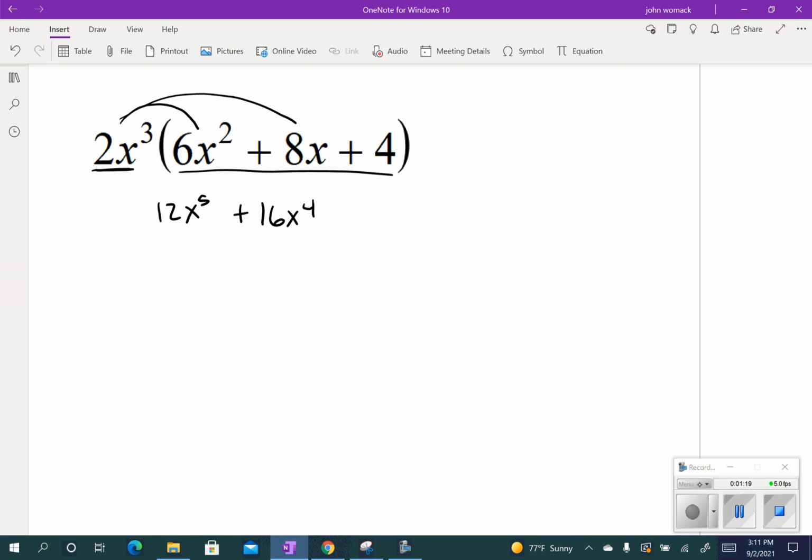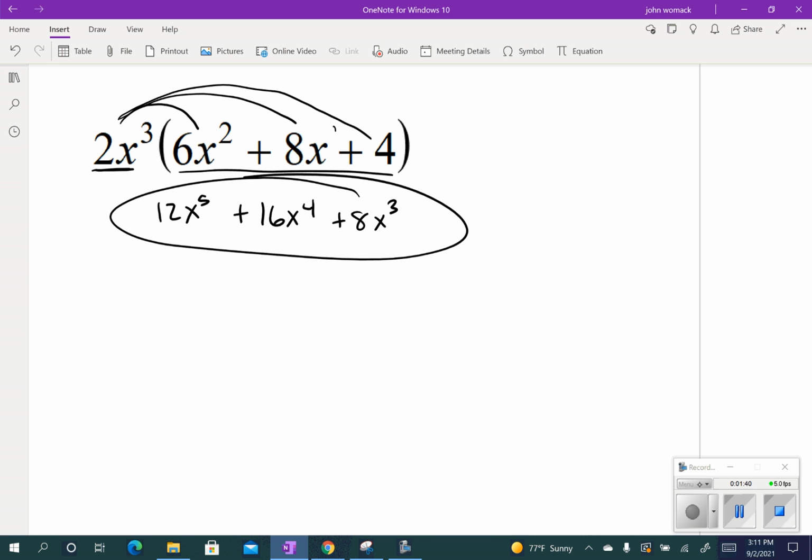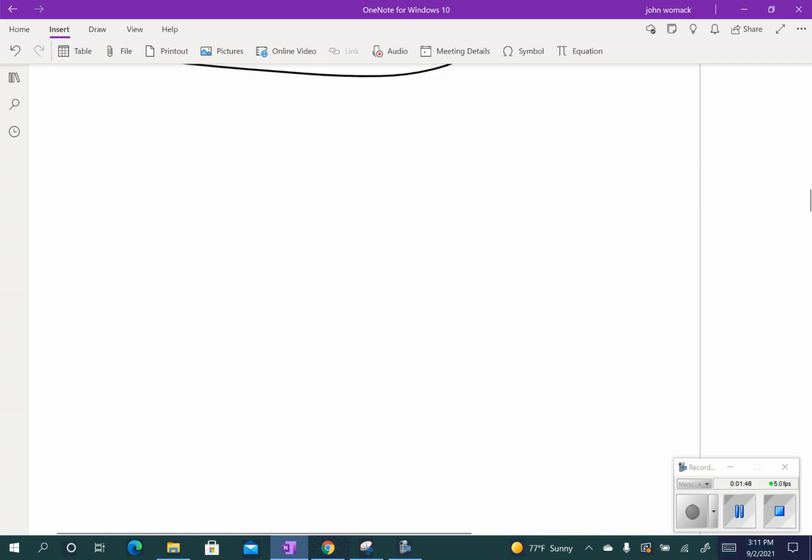Don't forget our exponent rules, right? When I multiply the x cubed by the x squared, we add the exponents. We just did that in our last unit. 2x cubed times 8x, 2 times 8 is 16, x cubed times x to the 1st, add the exponents. Then multiply the 2x cubed by 4. 4 times 2 is 8, and it's still x cubed. There's our answer. This should look familiar to you. You guys have done this before, but again, when you multiply a monomial times another polynomial, you're just distributing.